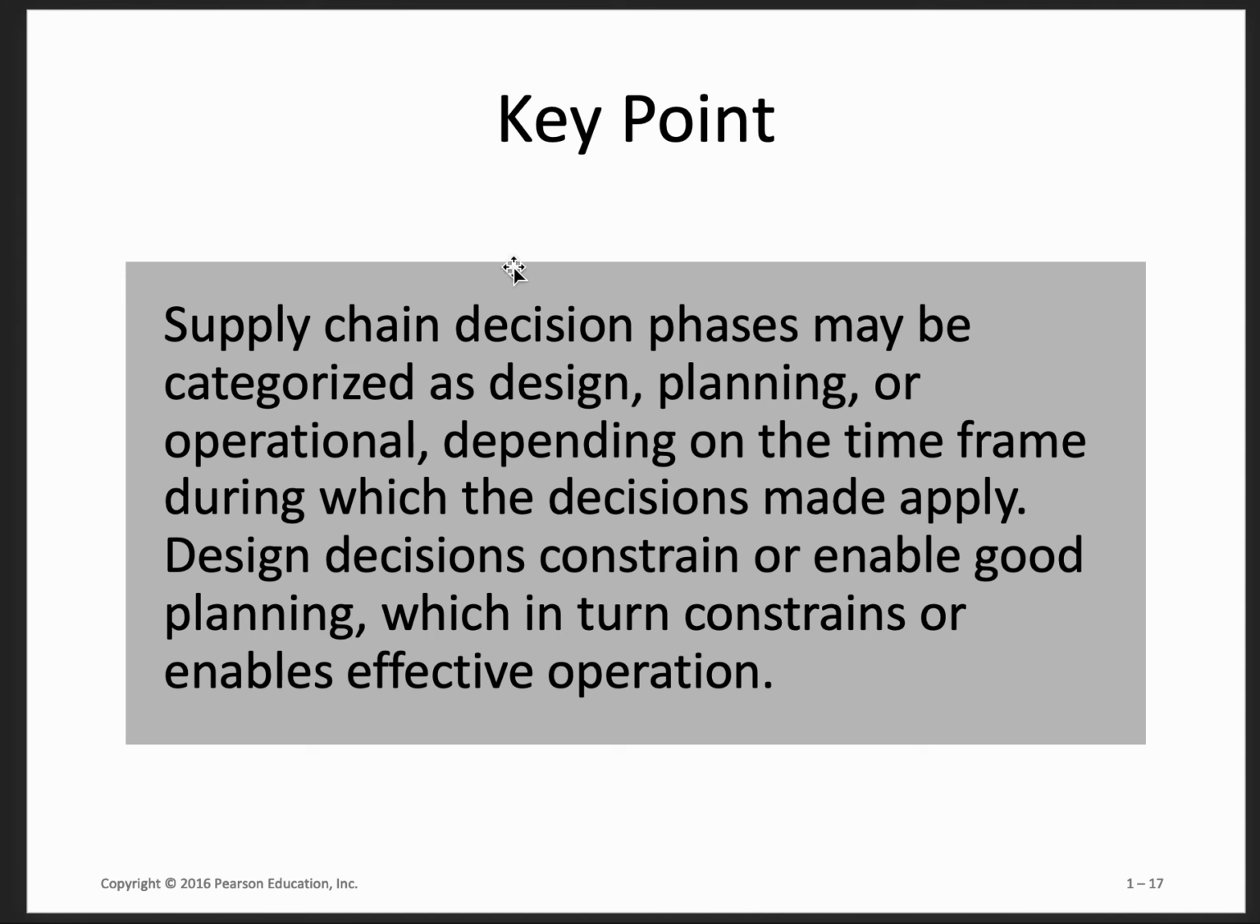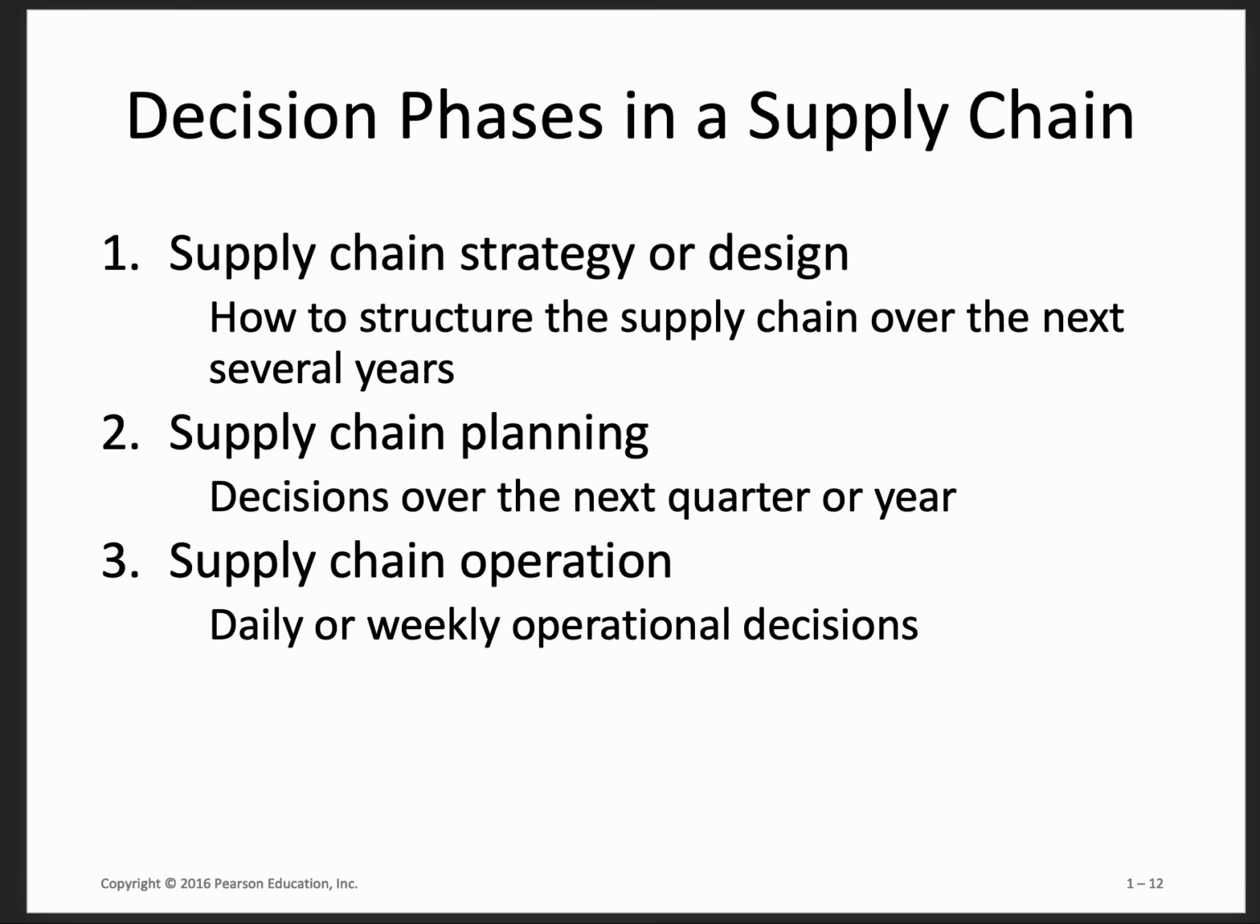So the key point to realize is that there are three main supply chain decision phases, and the design decisions constrain or enable good planning, which in turn constrains or enables effective operation. So it sort of rolls down the hill, right? A good strategy means you can have good plans, and once you have good plans, you can have effective operations. That's the goal. So this is a simple look at the decision phases in a supply chain.